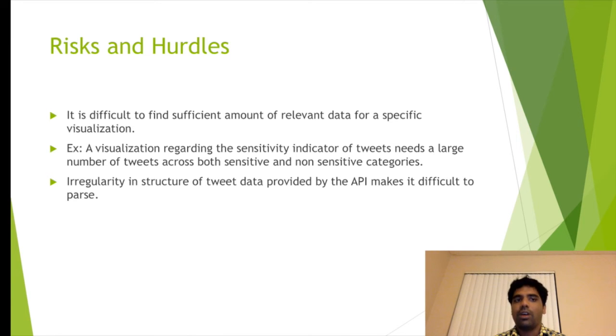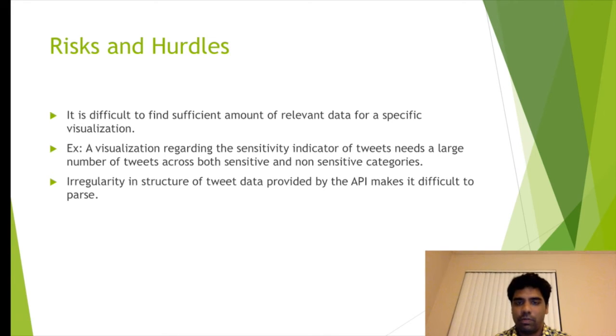Also, it was observed that the Twitter data provided by the Twitter API had an irregular structure. Some of the tweet objects had user information associated with them, while some did not have user information associated with them. This makes it difficult to write a custom parser for such Twitter objects.